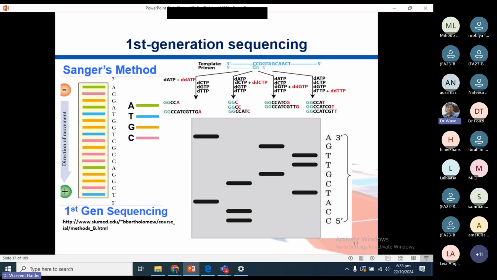Then there was another gentleman, Professor Leroy Hood at Caltech, the California Institute of Technology. He automated that process by replacing the gels with capillaries, right? And rather than producing those dark black bands on white or opaque gels, he replaced them with fluorophores. So we had the same dideoxyribonucleotides, but they are fluorescently labeled, right?